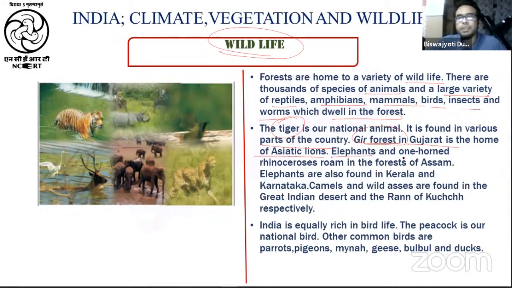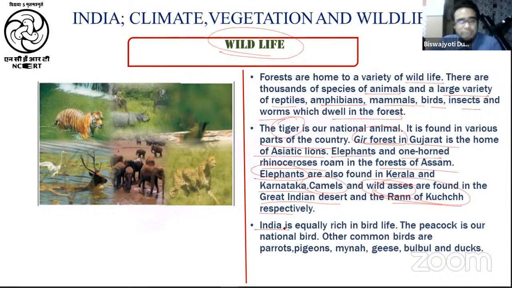Then we have elephants and the one-horned rhinoceros, which roam in the forests of Assam, where we have the famous Kaziranga National Park. We also have the Manas National Park, right? Then we have elephants, which are found in Kerala, Karnataka, and also in the state of Assam. Then we have camels and wild asses, which are found in the Great Indian Desert and the Rann of Kutch region. Rann of Kutch is an area which is a part of the state of Gujarat, right?